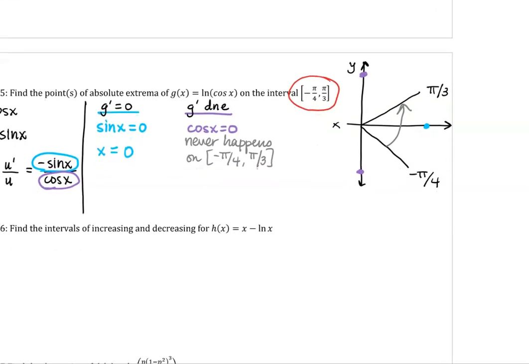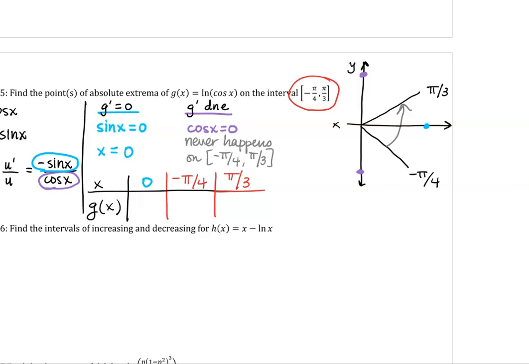So now I am going to make a table where I'm going to take some x values and I'm plugging them into the original function g of x. And the x values that we are plugging in are our critical value of 0, our left endpoint of the interval of negative pi over 4, and our right endpoint of the interval at positive pi over 3. We're going to plug these into the function and see what we get out. I'm going to grab my calculator and plug these in.